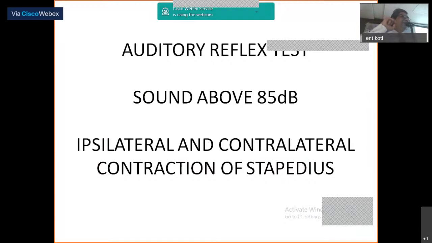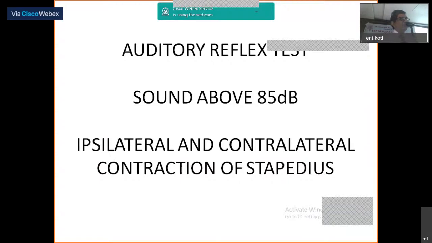So sound is delivered here. The same side stapedius contracts. This is recorded as ipsilateral. Sound is delivered here, the opposite side contracts. Sound is delivered here, this side also contracts. If the pathway on both the sides, the two arcs, they should be correct. The sound should be above 85 decibel, otherwise the stapedius does not contract. That is the mechanism the middle ear has to prevent noise-induced hearing loss.